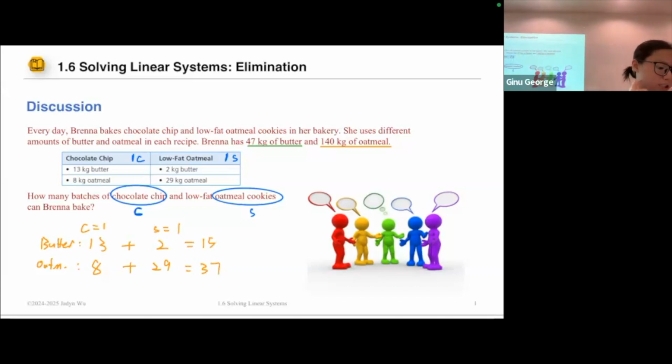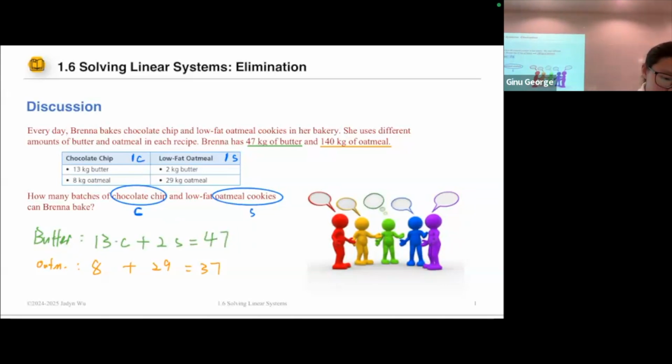What if I increase C to a larger amount, or increase S to a larger amount? By these relationships, I can rewrite it as 30C, which is 30 kilograms for each C, plus 2 kilograms for each S. And I want to use as much butter as I can, or maybe all the butter. So the value here should be 47, because I don't want any butter left.